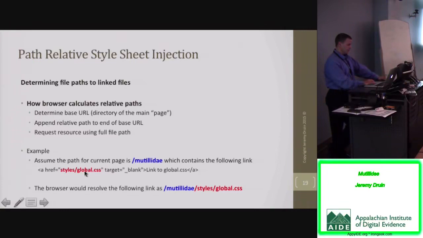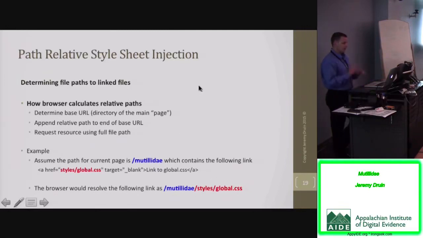So we're going to make an assumption that we're talking about the Mutillidae project, and we have the path /Mutillidae is the file that the main resource is in. And so we would need to add on the relative path to that to get the full path.